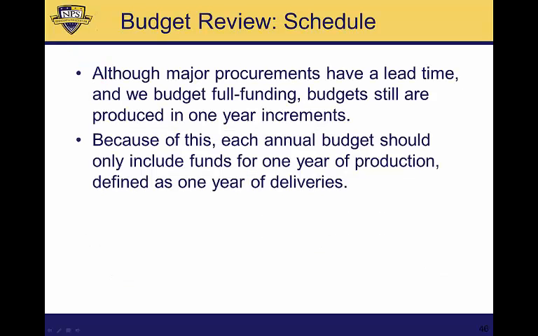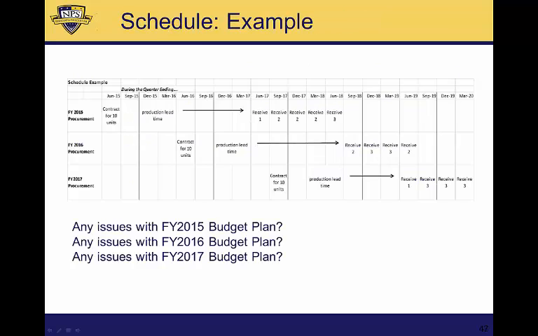Criteria number 2 is the schedule. Expense type budgets, we're looking for enough funding for a year's worth of activity. Investment type budgets, a year's worth of deliveries. So let's look at an example.